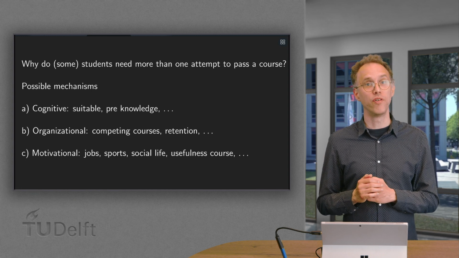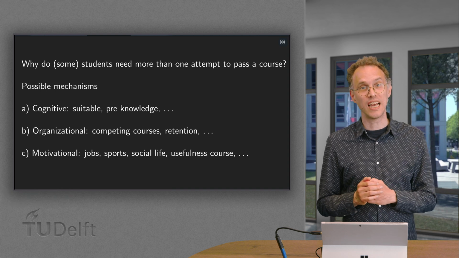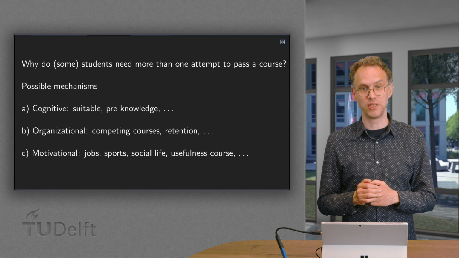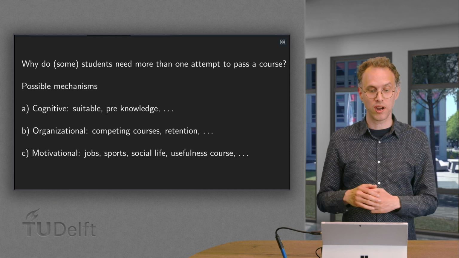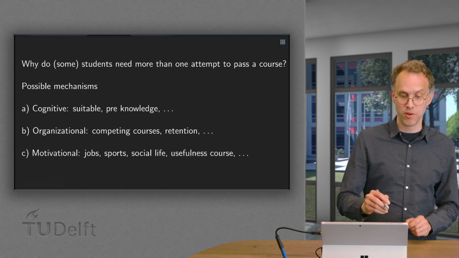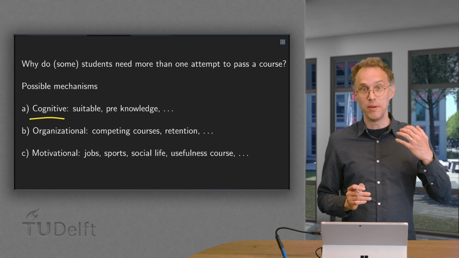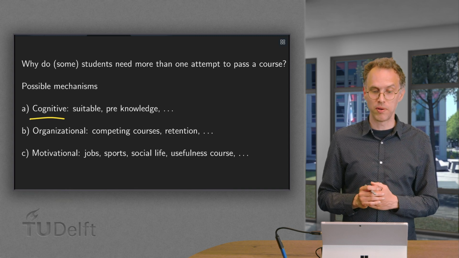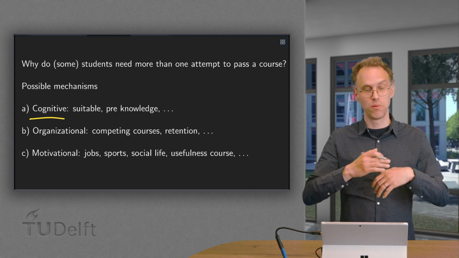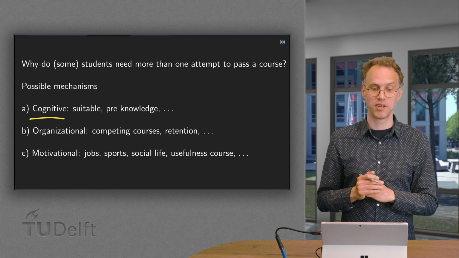In this video, we will focus on the course in linear algebra and differential equations taught in the second year of the bachelor program of molecular science and technology. So what are in general possible mechanisms? So we have the class of cognitive mechanisms. Maybe students are not suitable for the program. Maybe they do not have the required pre-knowledge. And you may be able to think of many more cognitive mechanisms.